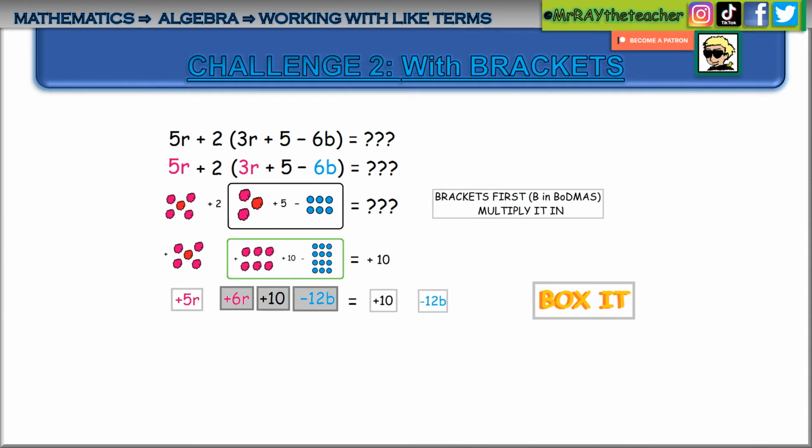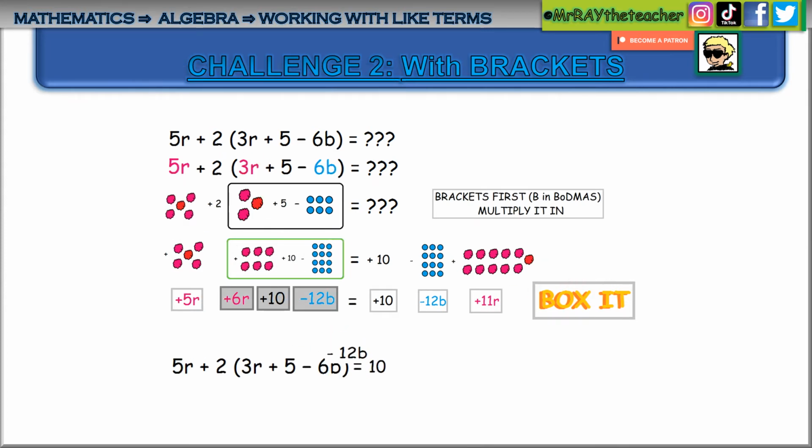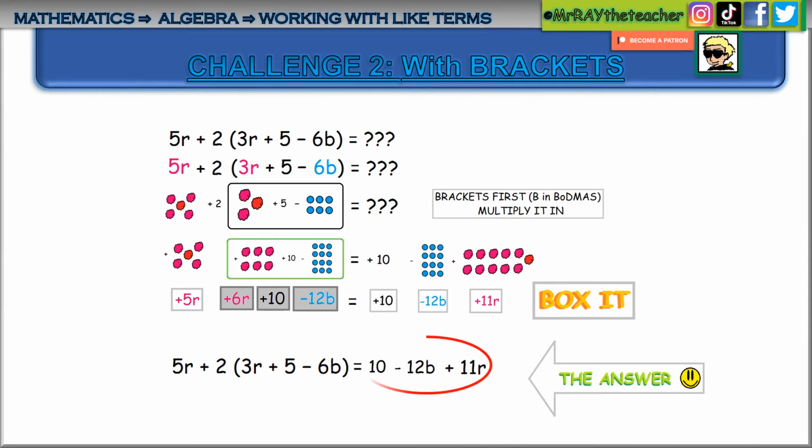So 10, and then minus 12b. So minus 12 blueberries plus 11 raspberries. Why? Because 5 raspberries plus 6 raspberries, they're like terms, can add. They just carry over. So there you go. Let's do it real quick. So equals 10 minus 12b plus 11r. And don't forget to circle your answer so we get it. And if you don't get it, that's how it jumps into the brackets. I'm just putting those animations up right now.